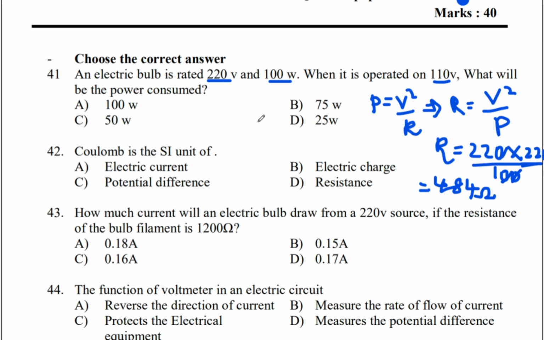Now we should find out the power consumed when it is operated on 110 volts. Now P equals V square. We use the same formula, V square divided by R. Now the voltage will be different, that is 110 into 110 divided by 484. We get 25 watts. Therefore the power consumed is 25 watts.